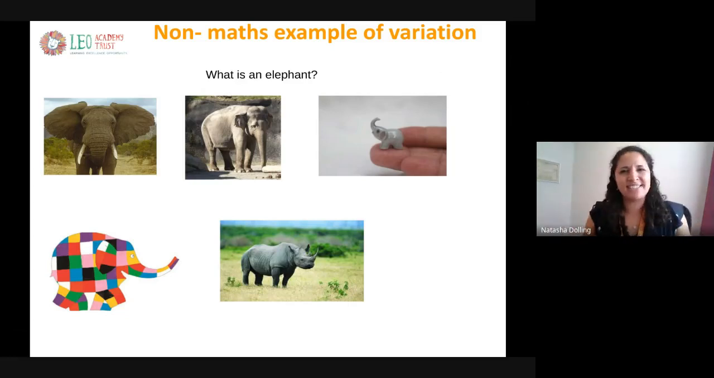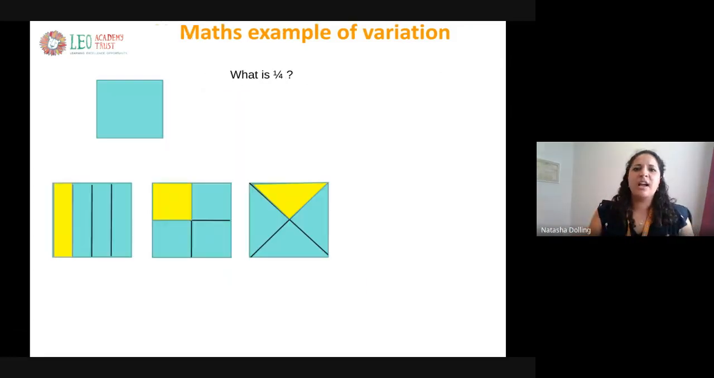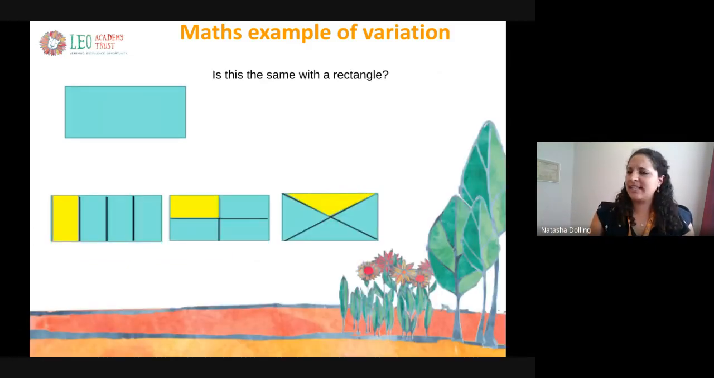So let me show you a maths example now. What is 1/4? So I've got all these examples of 1/4 on a square. Are they all 1/4? So if you're in my class, we'd be going through this. Are they all 1/4? Well, what is a quarter? How do you know? And what I'm hoping we'd come up with is that a quarter is something divided into 4 equal parts. And I'd say, well, is that the same as a rectangle? Is the same true? Are these still showing me a quarter?